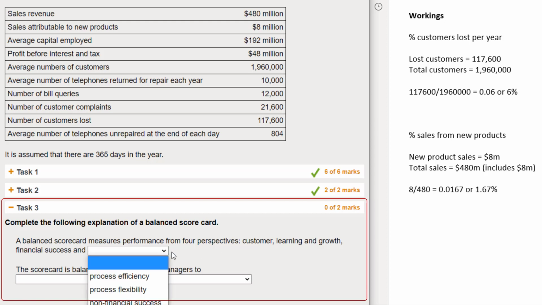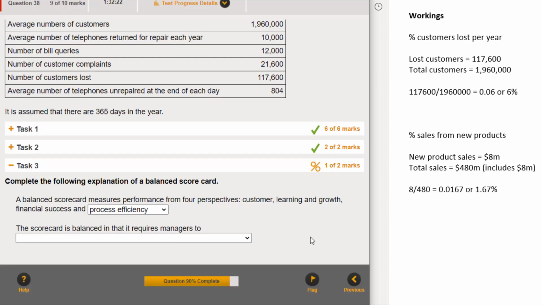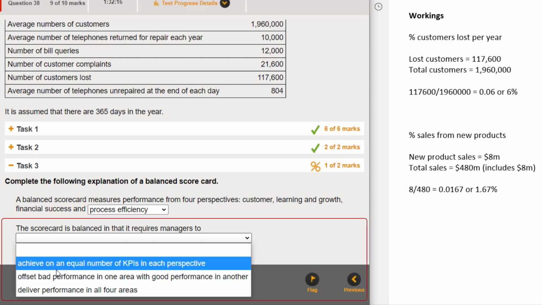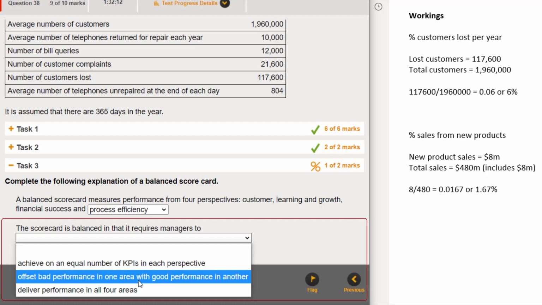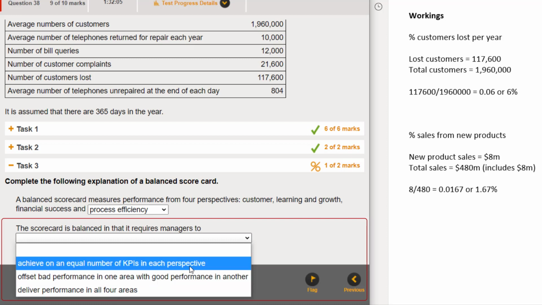Now, do any of those 3 options sound like internal or efficiency? That one is the closest sounding, isn't it? Process efficiency. So that's the one that I'm going to have to go for. Just had to move my screen so you can see this. The scorecard is balanced in that it requires managers to achieve an equal number of KPIs in each perspective, offset bad with good in another, or deliver performance in all 4 areas. Now, that first one is not correct.